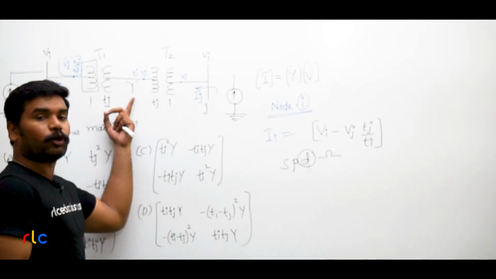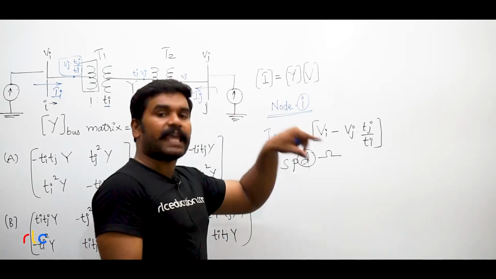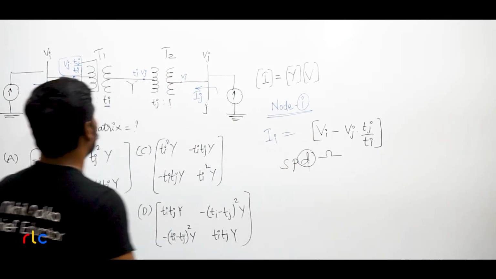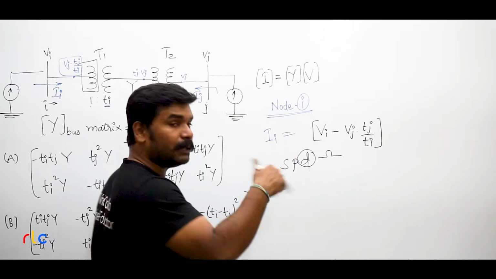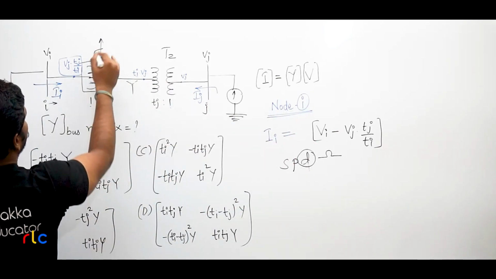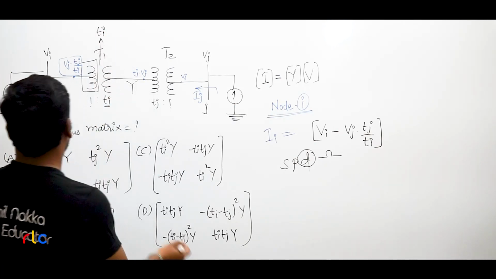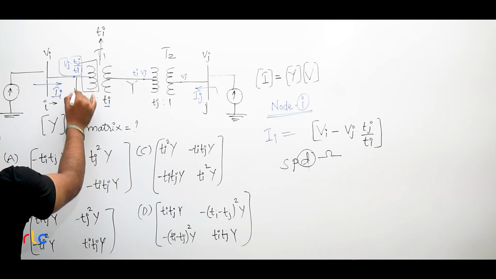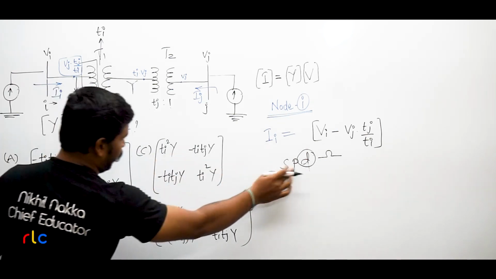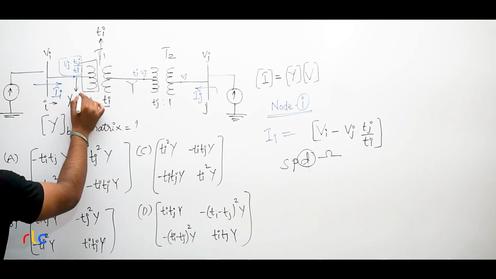But here it is a reciprocal quantity. That means admittance, so it would be multiplied with K square. Understood? So what is the transformation ratio for this particular transformer? It is Ti by 1. So what would be the Y value as seen from this side? It would be secondary to primary multiplied with K square. So Y into Ti square.